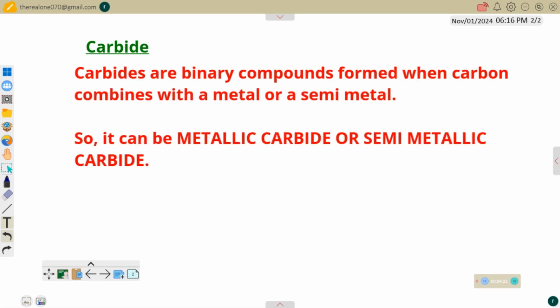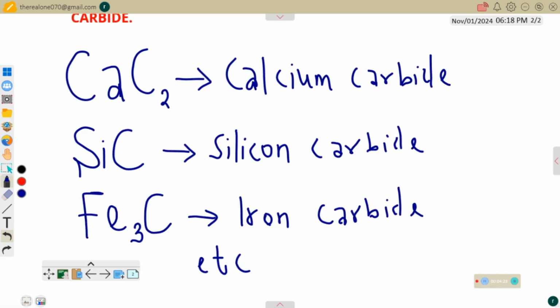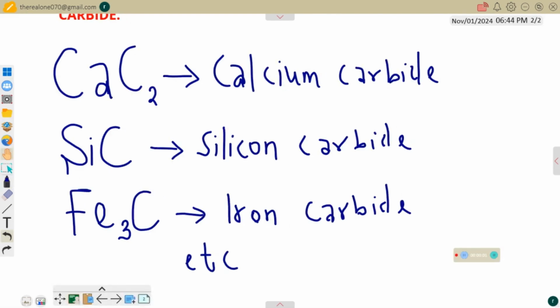So let's consider some examples of carbides. Here are some of the examples. We have calcium carbide, silicon carbide, and iron carbide. We have many more. All of these are also inorganic compounds of carbon, which are not studied under organic chemistry. Now, apart from the oxides of carbon, carbonates and also carbides, every other compound of carbon is an organic compound.